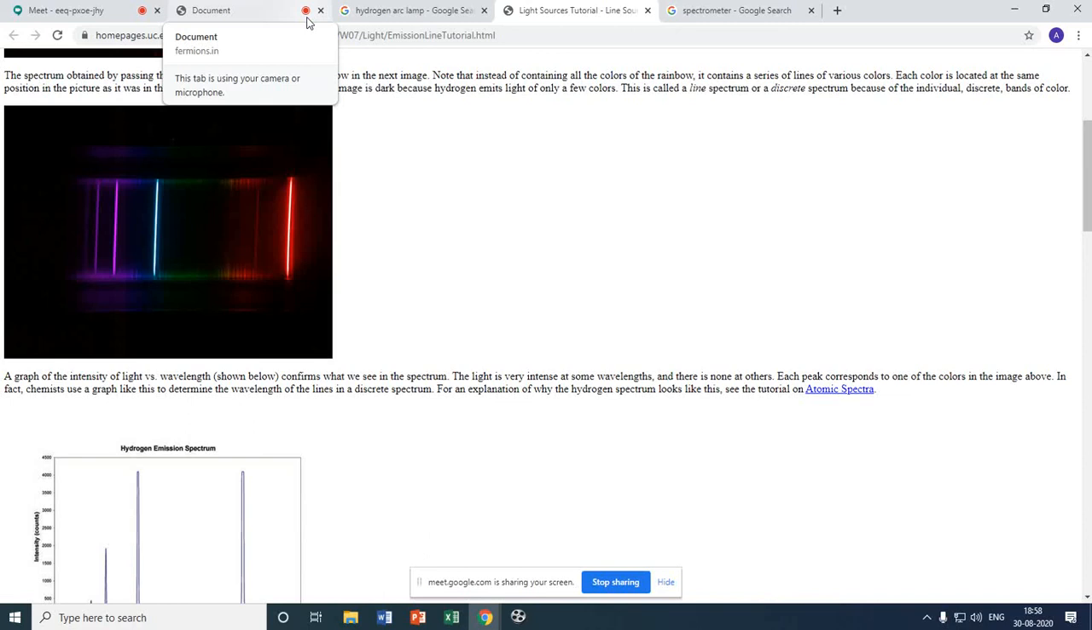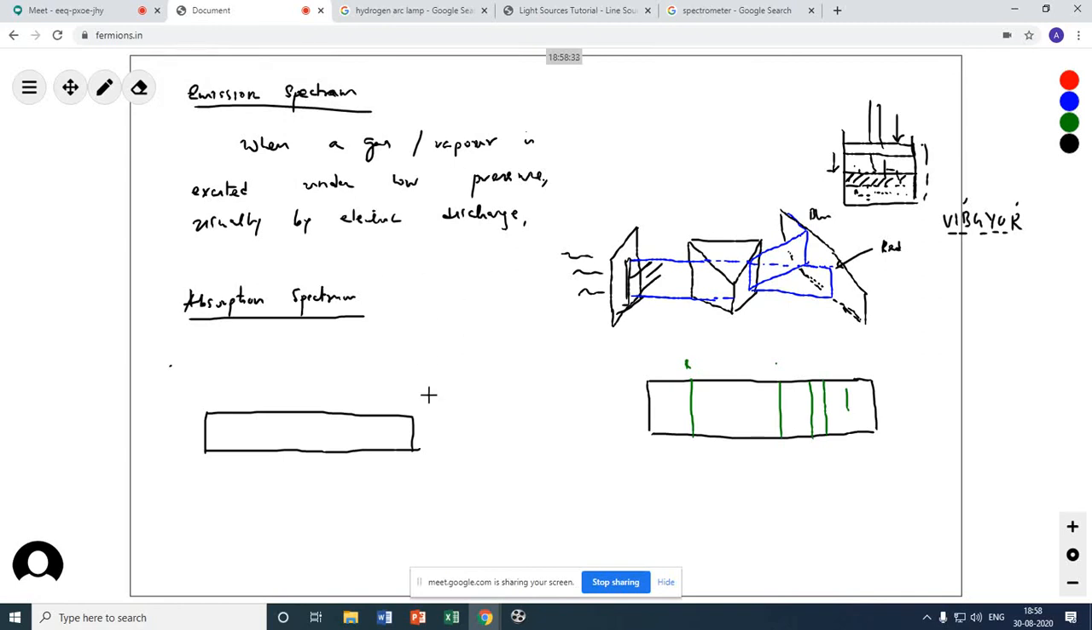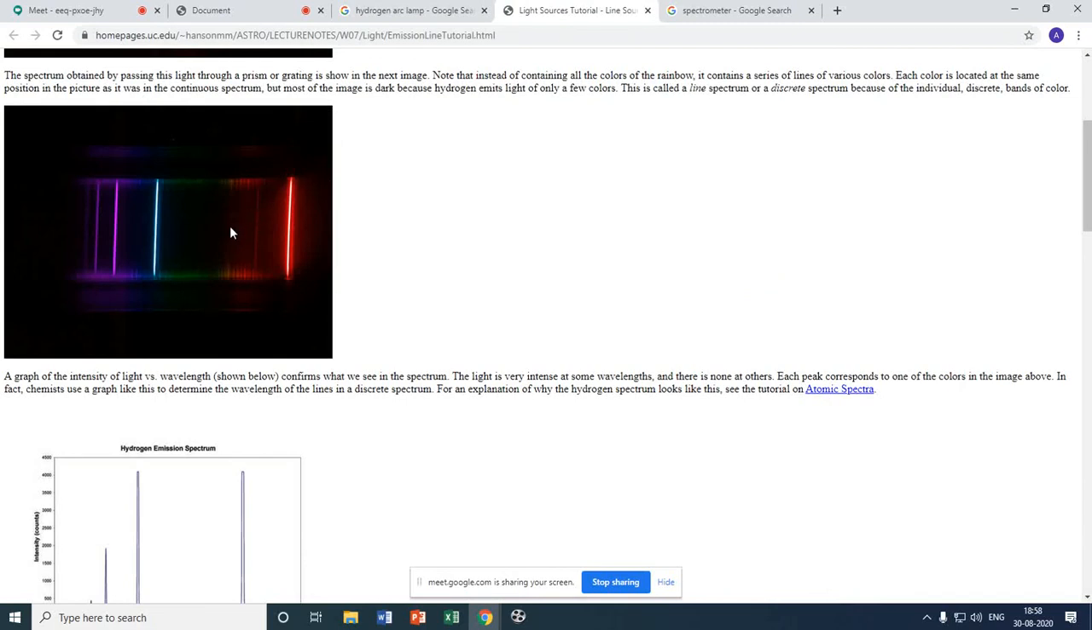The line with the longest wavelength, that is the red one, is called the H alpha line. So first of all, classify this: is it an absorption spectrum or an emission spectrum? It is an emission spectrum.